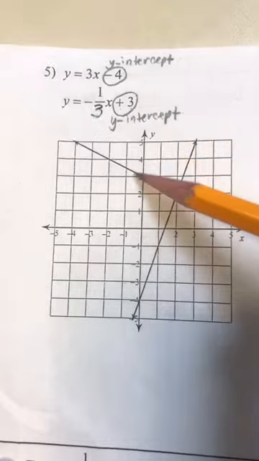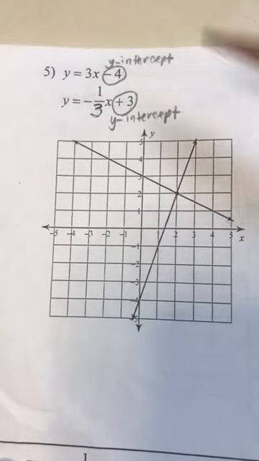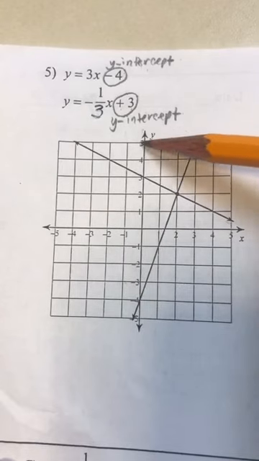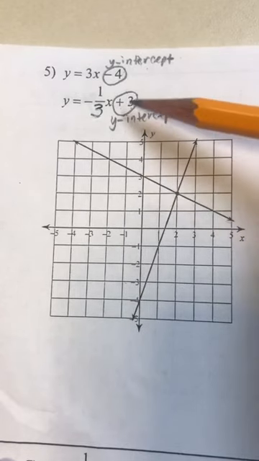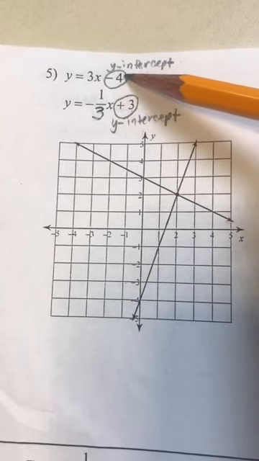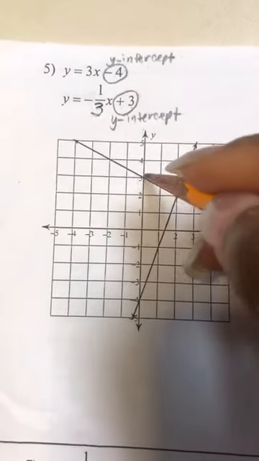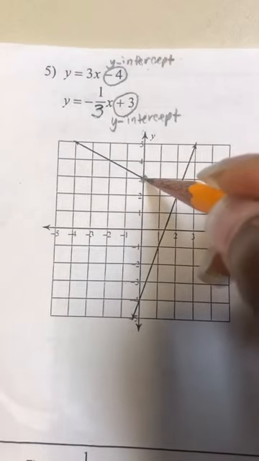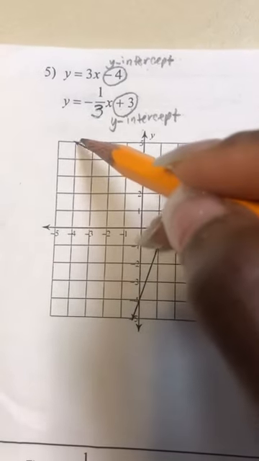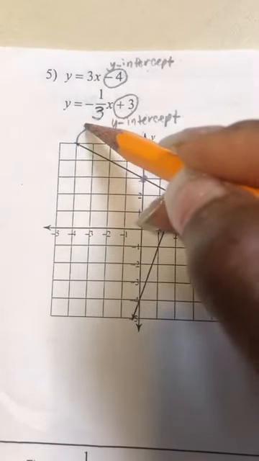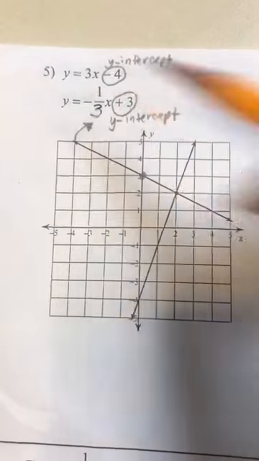How do we determine which line goes with which equation? We're going to first look at the y-intercept. So when I go down my y line, I should see the line that touches a -4 or a +3. This is a +3 that this black line is touching. So that means that this line matches this equation.